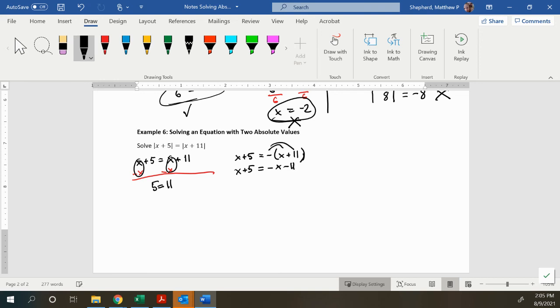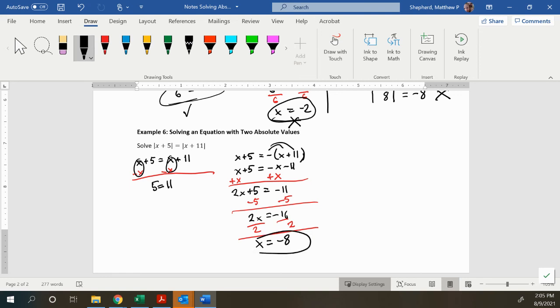So first I distributed my minus through. So then x plus 5 is, and now we're going to get the variable on only one side. Because that x is negative, this time I'll add it, which will make it so that over here it doesn't eliminate, and we get 2x plus 5. And then we get negative 11 minus 5. 2x is equal to negative 16. Divide by 2. Then x is equal to negative 8.